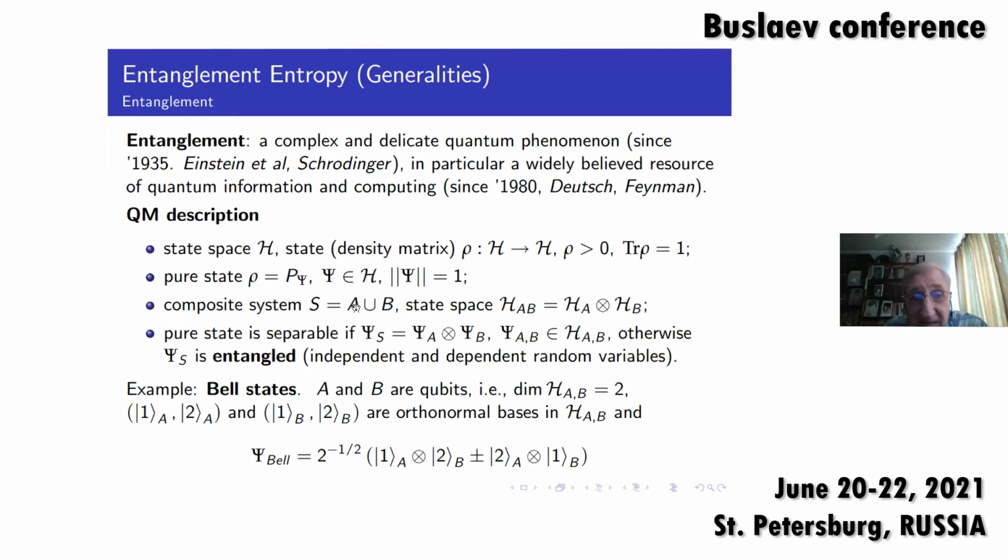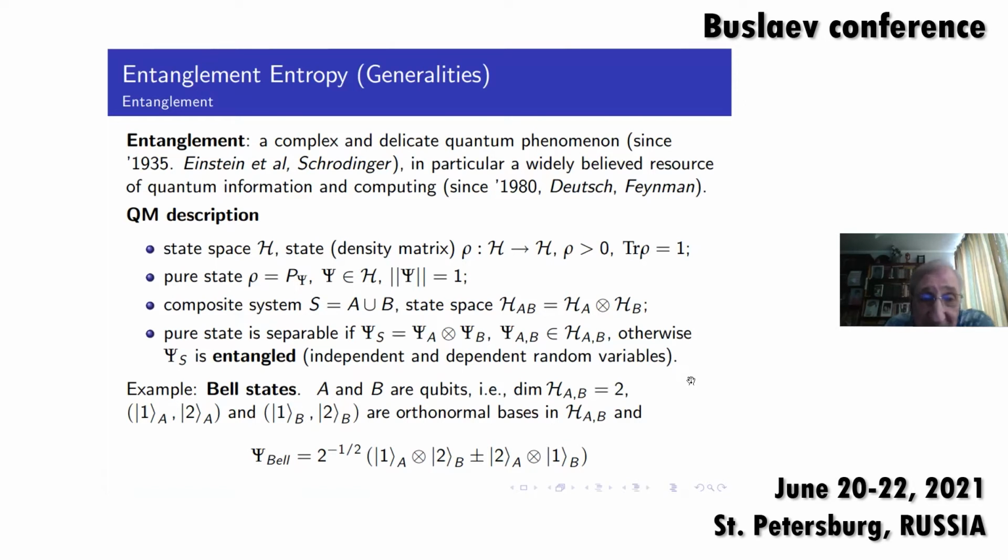Then the main definition: we say that a pure state, that is a vector of the tensor product, is separable if it is a tensor product of vectors from the tensor factors. Otherwise, we say it's entangled. For those who know a bit of probability, these notions, separability and entanglement, are somehow analogous to the notion of independent random variables.